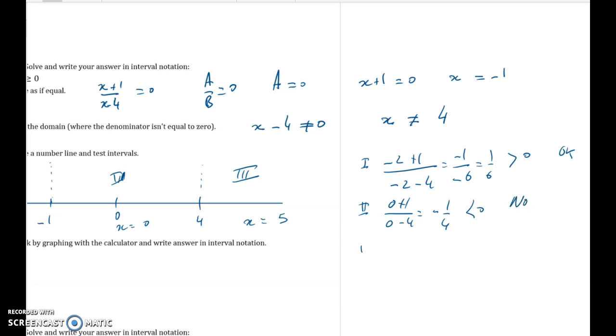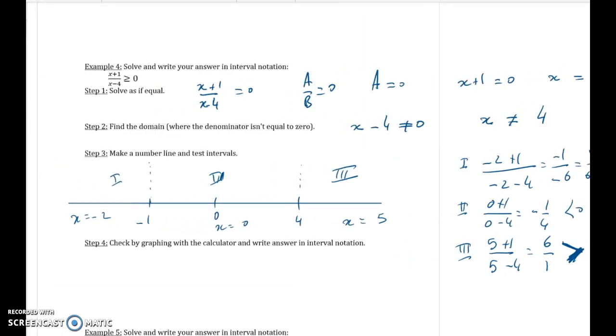This is no. On interval number 3, I end up with 5 plus 1 over 5 minus 4, which is 6 over 1. This is greater than 0. So this is okay. Now I can write the interval notation because I know this is yes, this is no, and this is yes. And I can easily write negative infinity, negative 1, bracket, union, parentheses, 4, plus infinity.